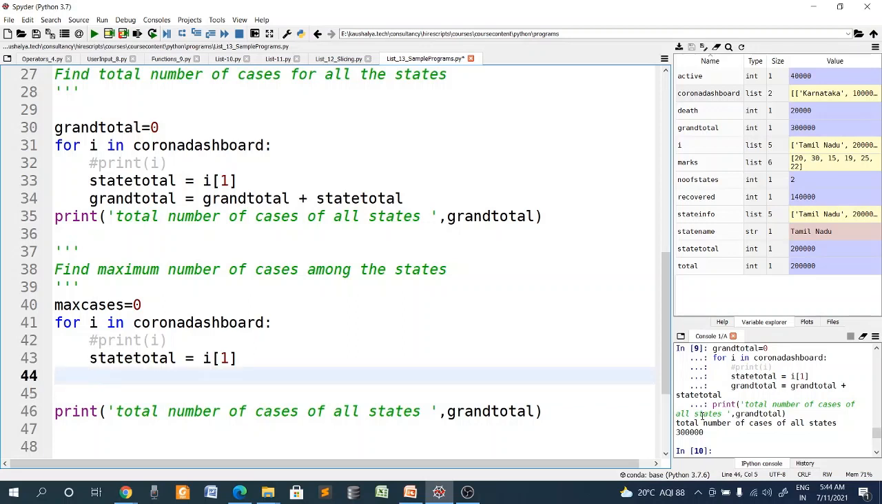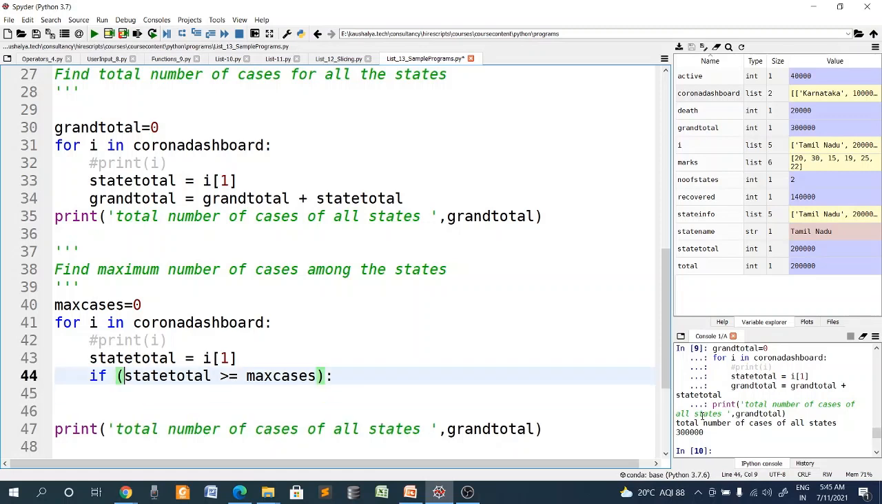if this particular total, if this is greater than, I'm comparing now, greater than or equal to maximum cases, right? So then if so, this becomes maximum cases, right?